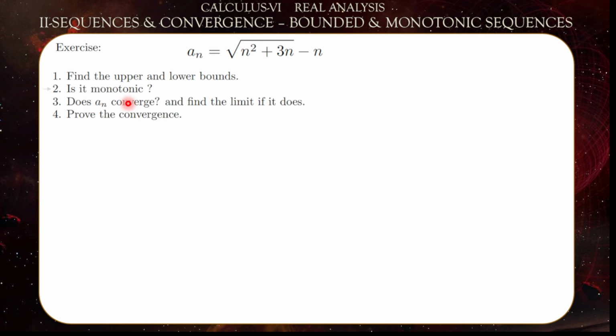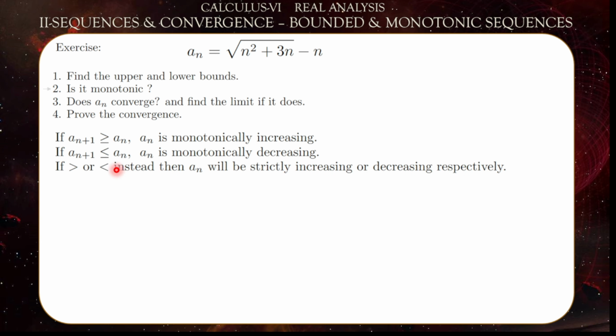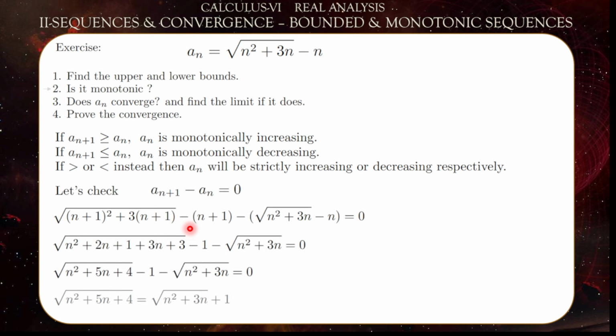Is it monotonic? a_{n+1} greater than or equal to a_n means it is monotonically increasing. If a_{n+1} is less than or equal to a_n, it is monotonically decreasing. If it is strictly greater than or strictly less than instead, then a_n will be strictly increasing or decreasing respectively. Of course, monotonically. Let's check a_{n+1} minus a_n equal 0.